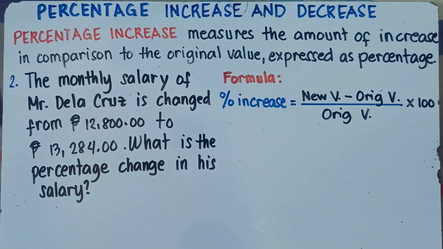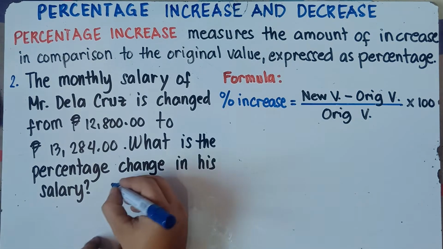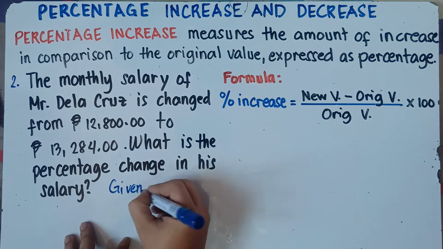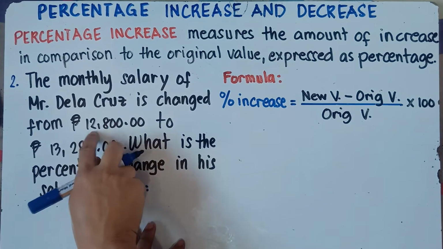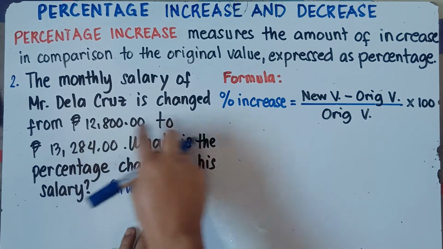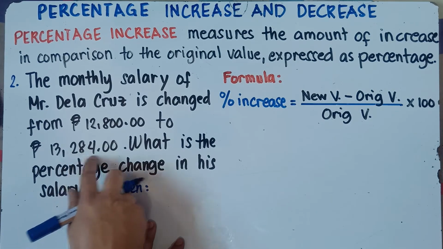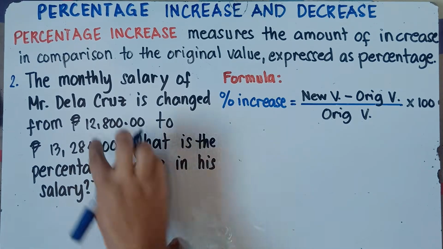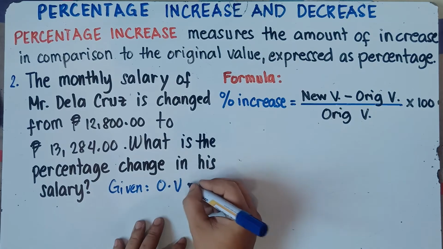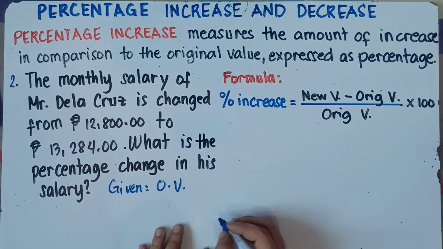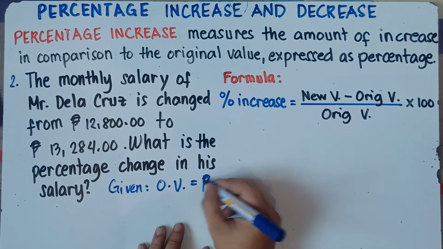Alright, so let's have example number 2. The monthly salary of Mr. De La Cruz is changed from 12,800 pesos to 13,284 pesos. What is the percentage change in his salary? So once again, you write down the given. The given, we have original value 12,800, and it was changed to 13,284. So therefore, original value, what's the answer? That's correct. That would be 12,800.